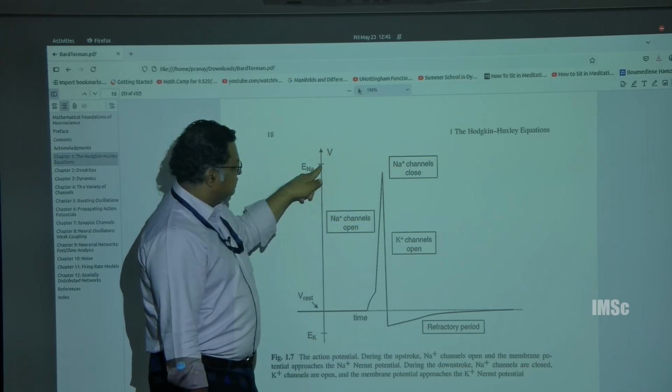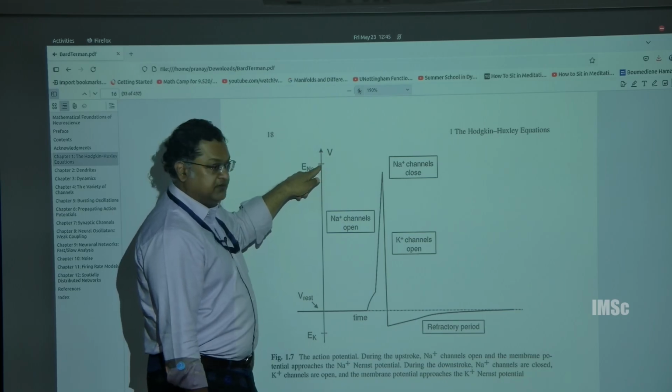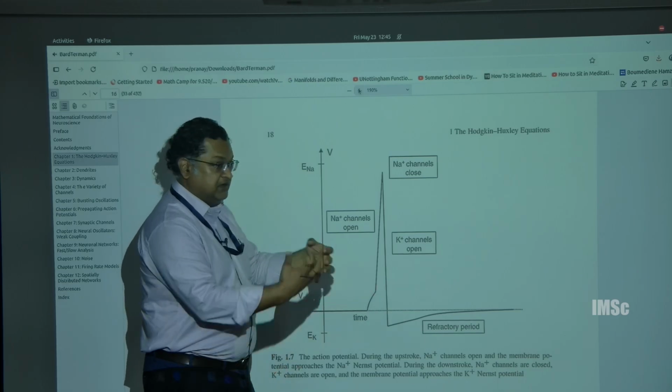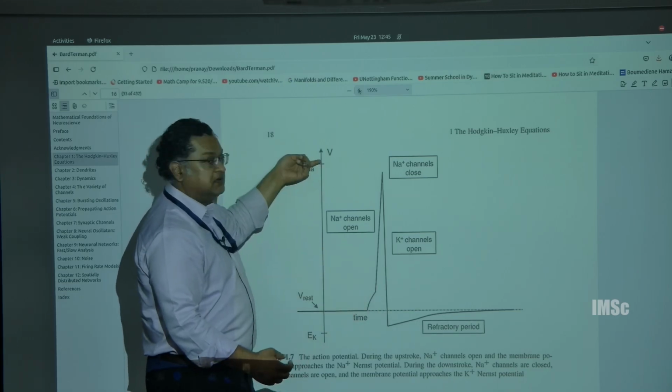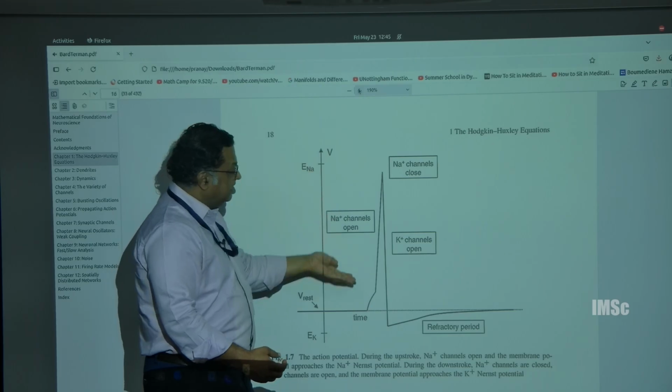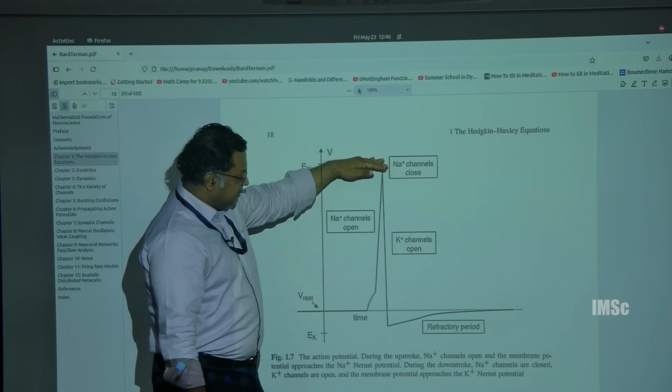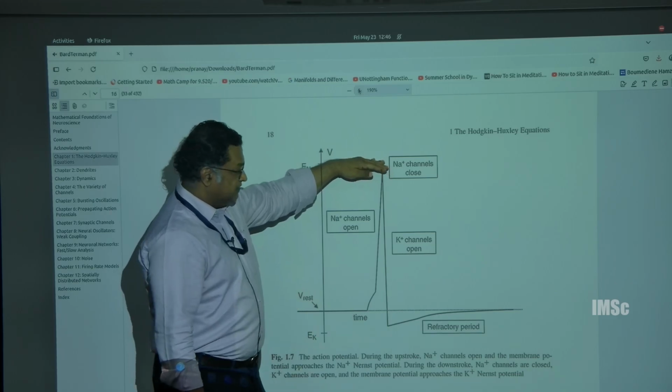Notice you have reached very close to the sodium equilibrium potential, because this is where, if all of the sodium channels were open all the time, you would land up, right. So, you head towards that, and if the sodium channels close, you no longer head towards that, or you slow down in heading towards that.